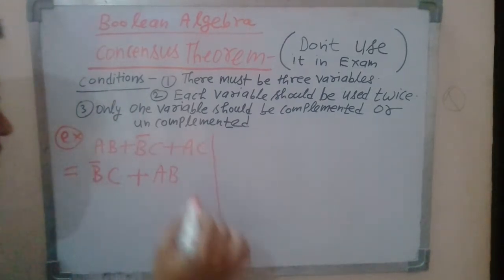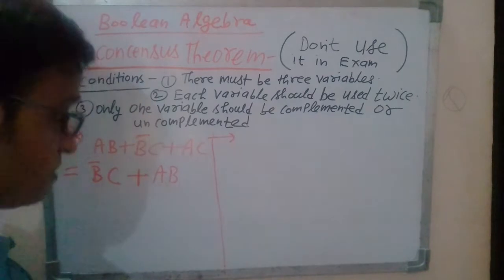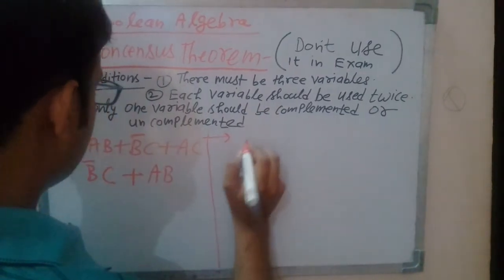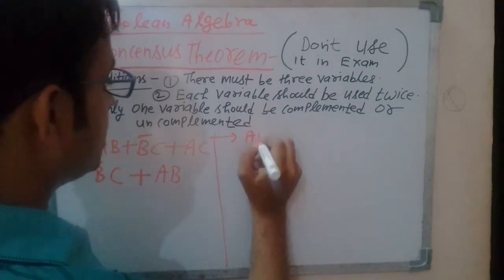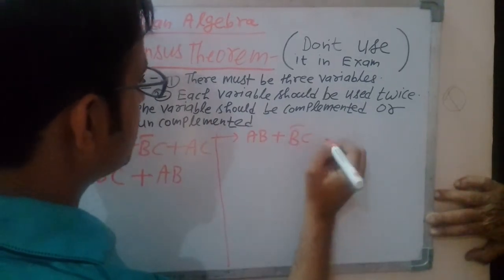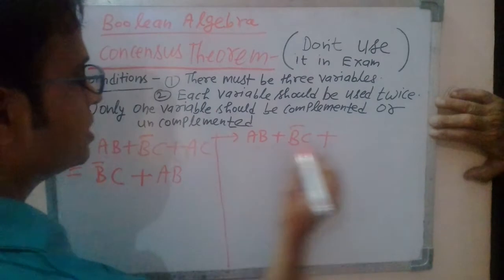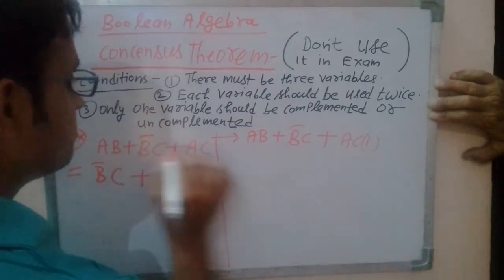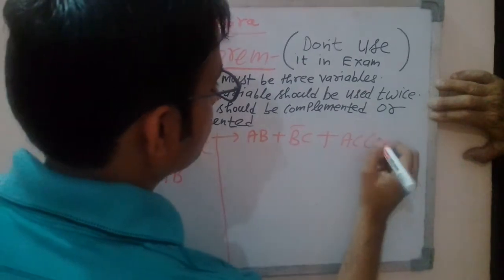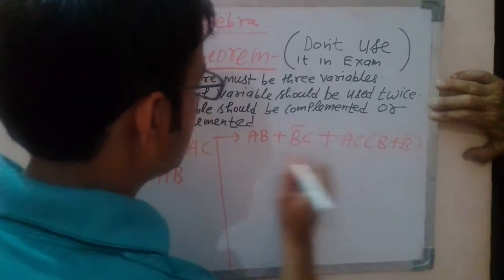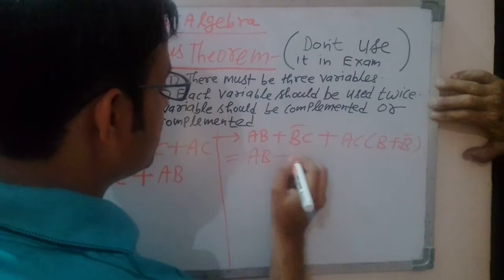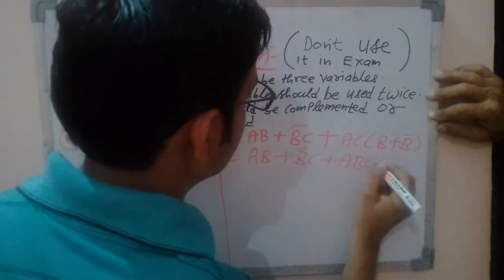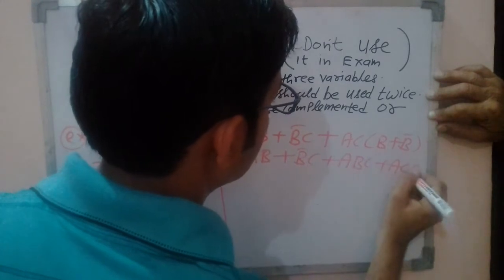Now let me tell you the conventional method by which you will solve in the exam. First of all, write AB plus B bar C plus AC, and in place of 1 write B plus B bar. So write B plus B bar. Now multiply: AB plus B bar C plus ABC plus AC B bar.